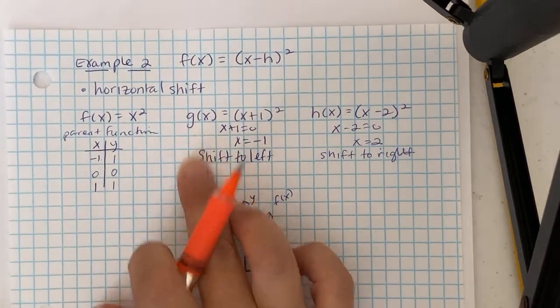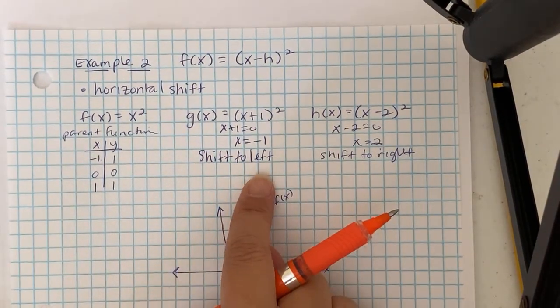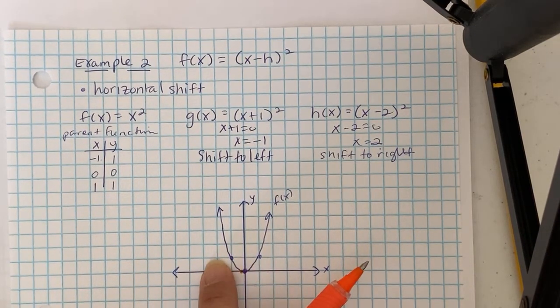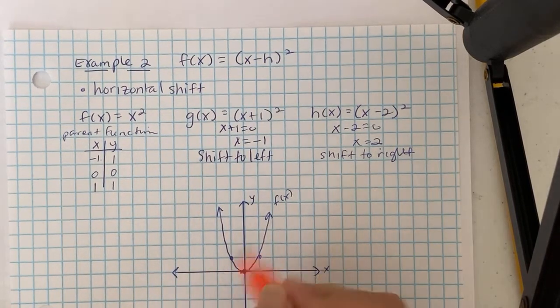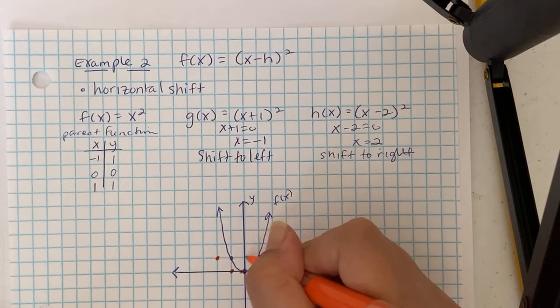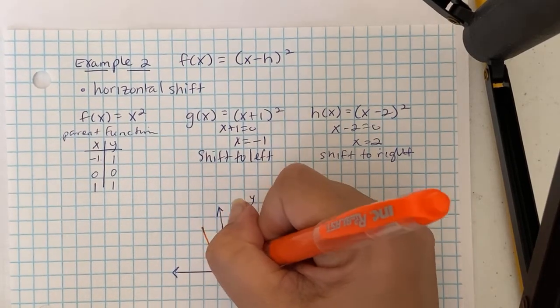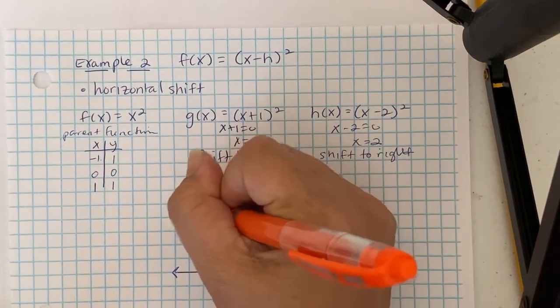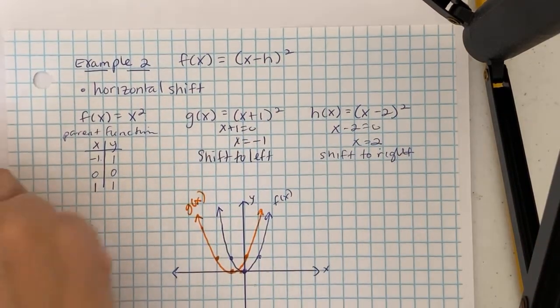Our g of x equation says it's going to shift to the left 1 unit. So it means we're not affecting the y values, we're affecting the x values. So each coordinate point that we've plotted already is going to move to the left 1. So we're going to go to the left 1, to the left 1, to the left 1. And then draw your curve and label that your g of x.